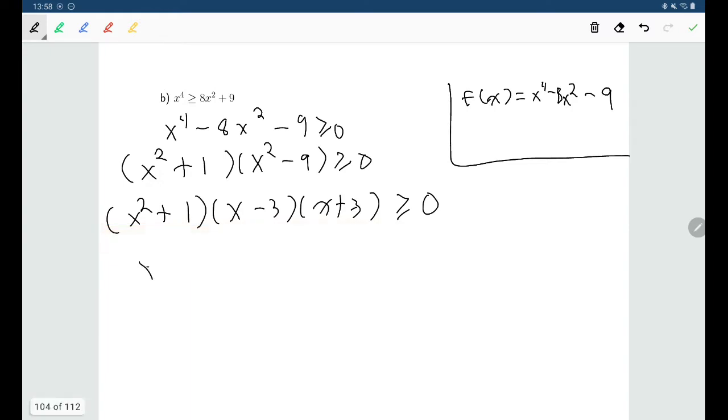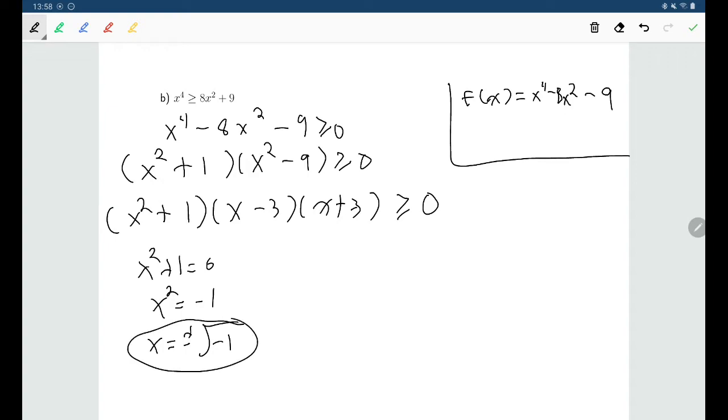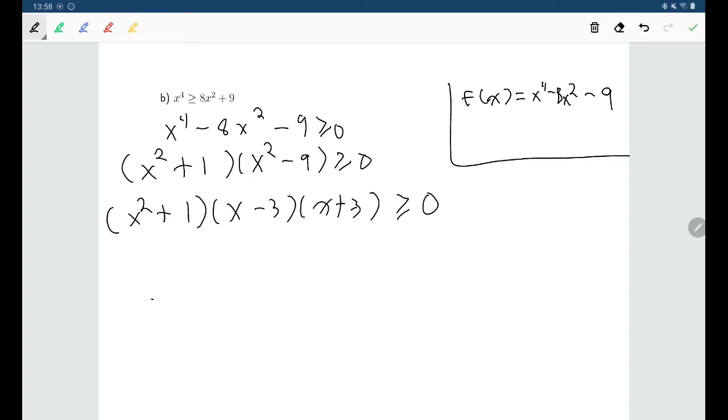The x squared plus 1 doesn't actually give us any zeros, because that would be where x is plus or minus the square root of -1, and of course that's not a real number. So there are no solutions that come from that first bracket. Only from the second and the third. From the second bracket, we'll get that x is 3, and from the next one, we'll get that x is -3. So for our zeros, we have x is 3 or x is -3.